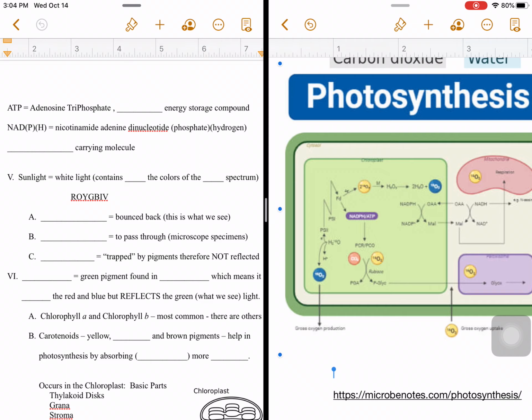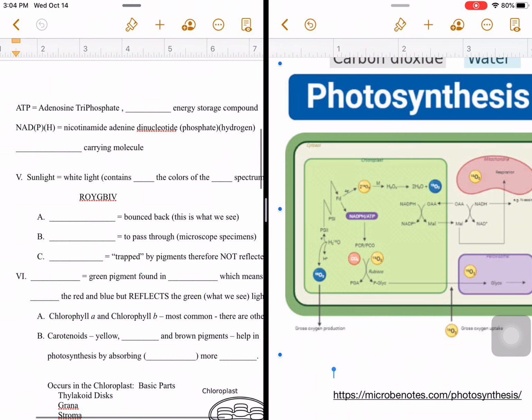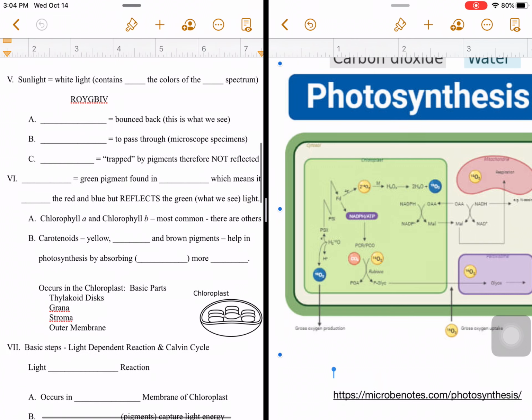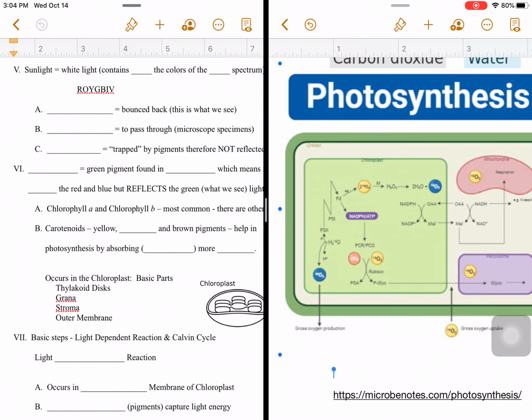We also have NADPH: NAD is the base molecule, and then P for phosphate, H for hydrogen. So this is nicotinamide adenine dinucleotide phosphate hydrogen. It's a big long word. Basically, it's another energy carrying molecule that's going to be involved in this process of photosynthesis. So what happens? We're going to go over basic steps before I stop today.